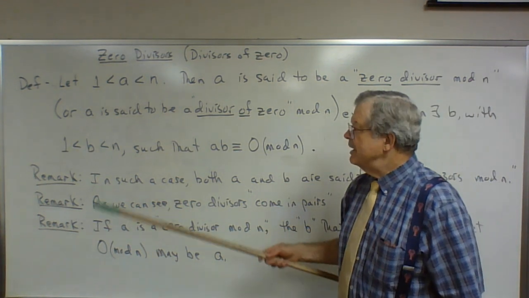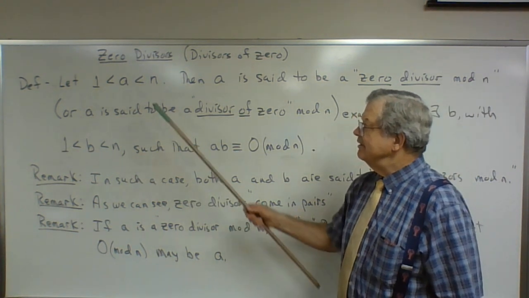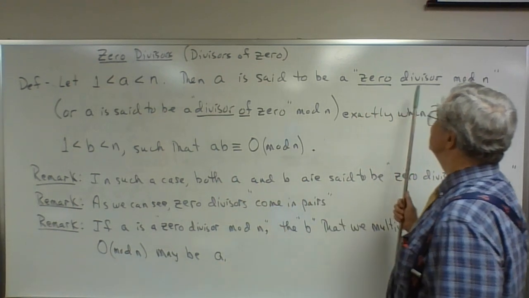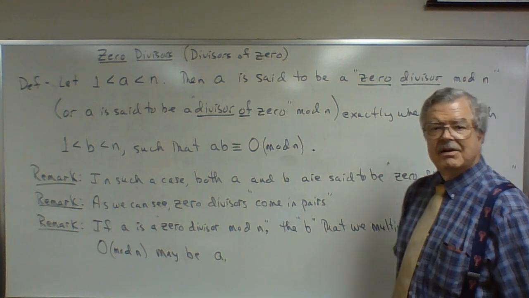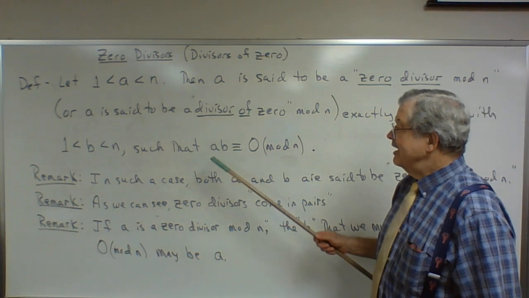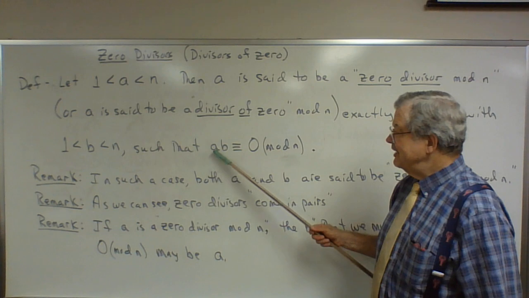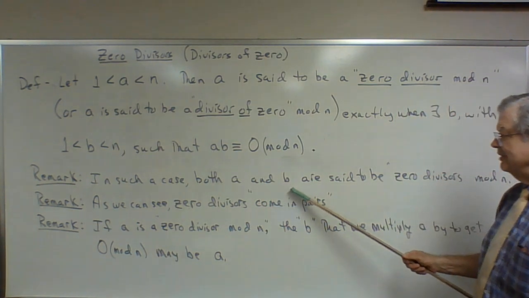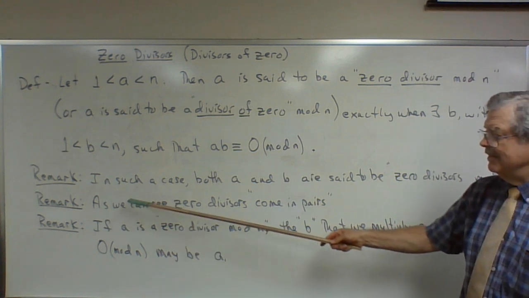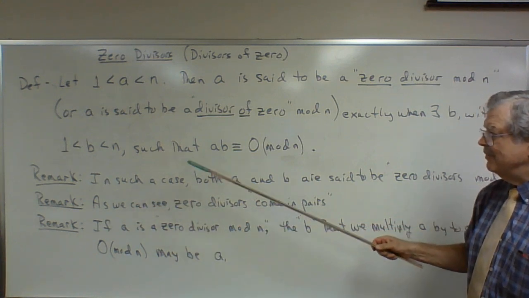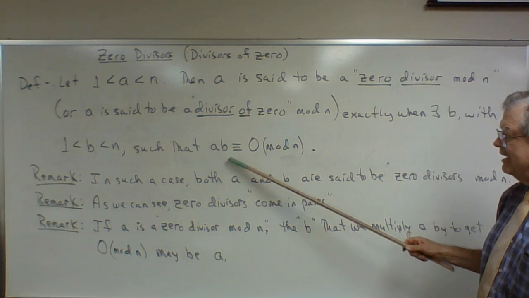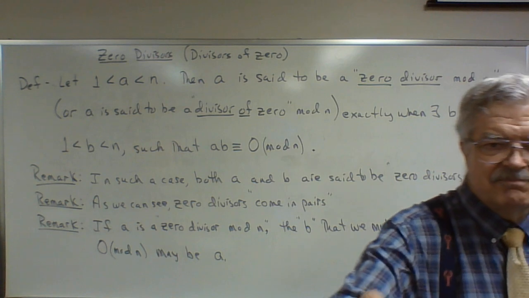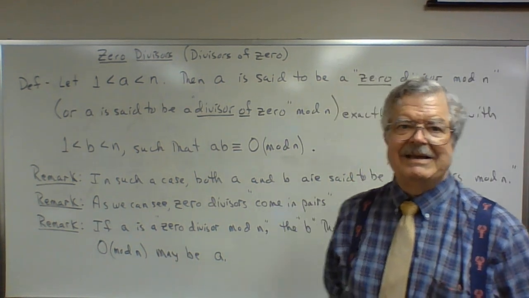Well, what about b? Does a get all the glory, and a times b is 0, so a is a 0 divisor? Well, no. If a is a 0 divisor because a times b is 0, then b is also a 0 divisor. That's what this remark says. If we have a and b such that ab is congruent to 0 mod n, I beg your pardon. Okay, where were we?